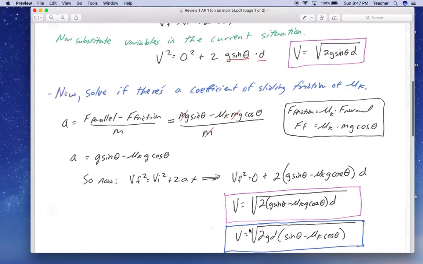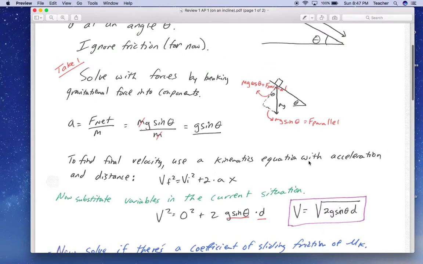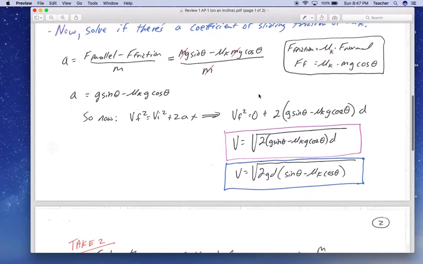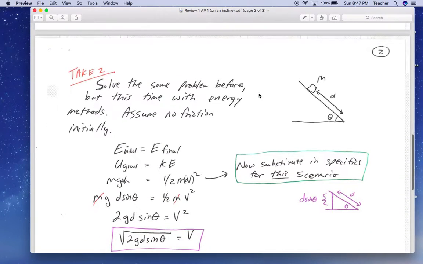So there's a lot going on there. But the main thing really, I think, is drawing this triangle and recognizing what the parallel component is and what the normal component is. The normal component is especially important when friction is involved, as we just saw. Now, I'm going to do the same problem again, but this time solve with energy.